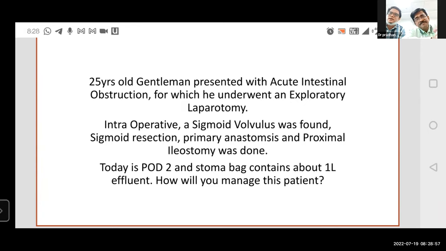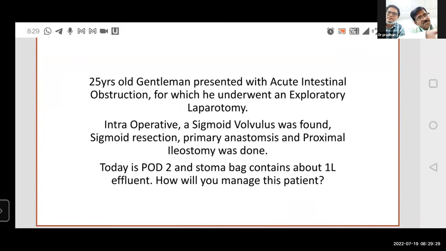Sir, as per anatomical classification, there may be end stomas. One is end stoma. End stoma you do most of the time when you're doing a permanent stoma, or you are doing some form of Hartmann's procedure. That means you are closing the distal end and bringing the proximal end out as an end stoma. That means you brought out the proximal limb as a stoma. Distal limb is closed, or it is a permanent stoma. Then?